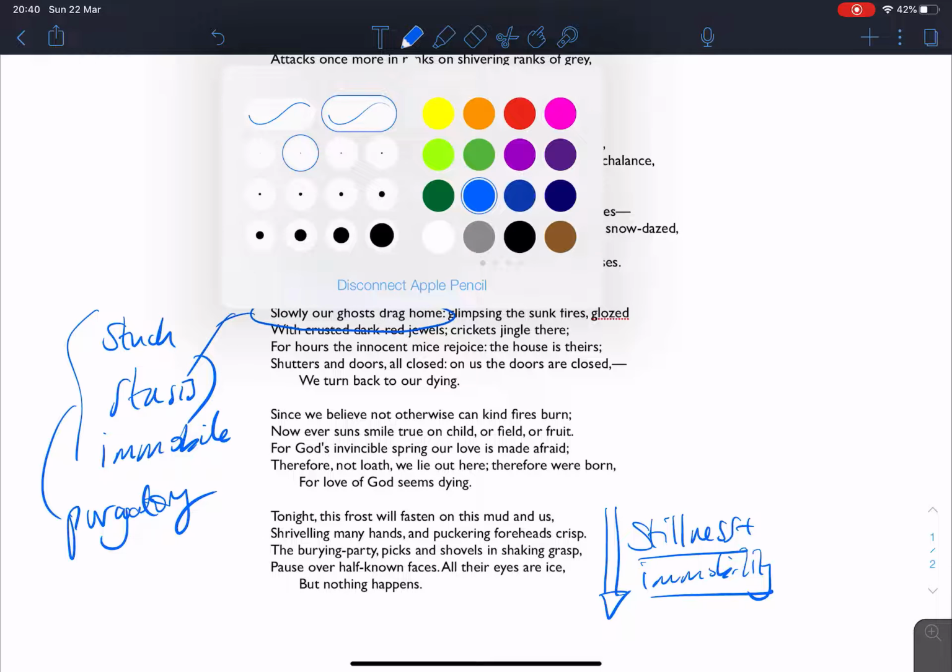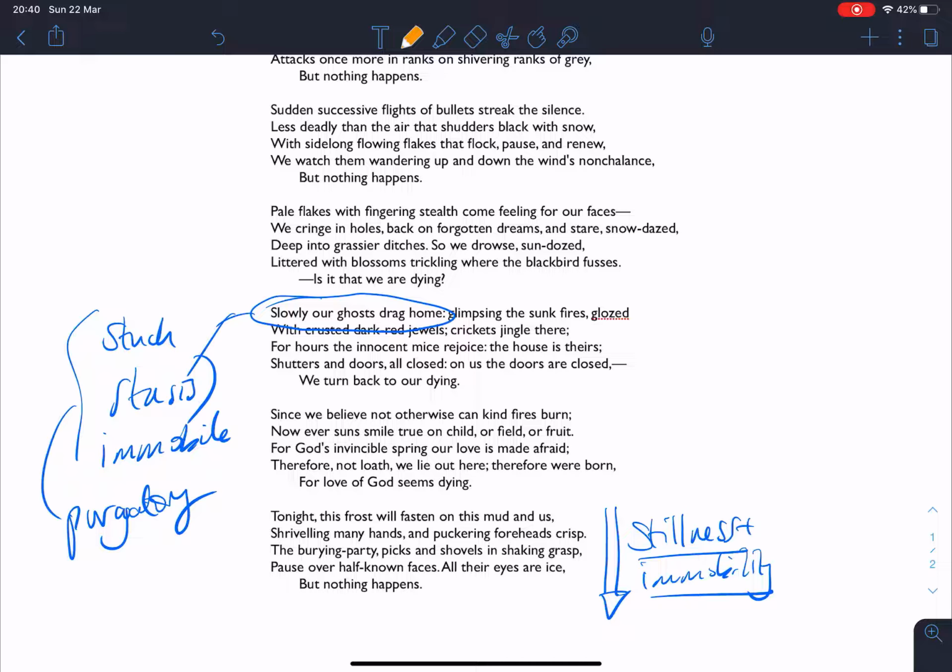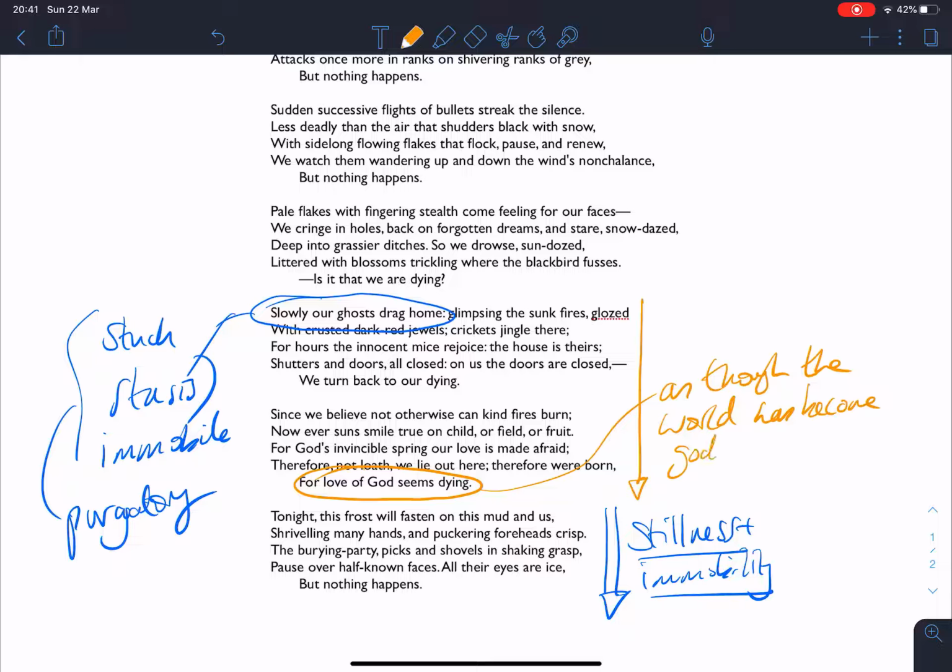Now, as we continue to move through this poem, we have these religious references as well. Certainly this comes through more strongly in these two stanzas that I've just highlighted in orange. Again, this finishes with a really miserable sentiment: 'For love of God seems dying.' It's as though the world has become godless. And if that's happening, there's no redemption. There is no salvation.